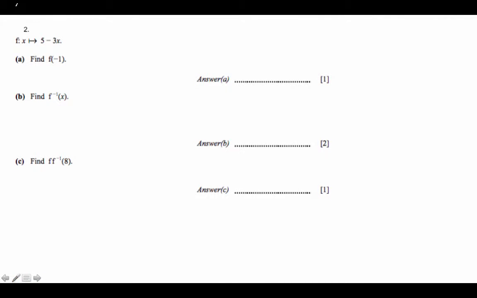Question 2, we're given a function f such that x maps onto 5 minus 3x. So if I put an x in, 5 minus 3x comes out. So f of minus 1 means I want to substitute this minus 1 in for x. So it's 5 minus 3 lots of minus 1. So careful with the double negative here. It's going to become 5 plus 3 to give you an answer of 8.